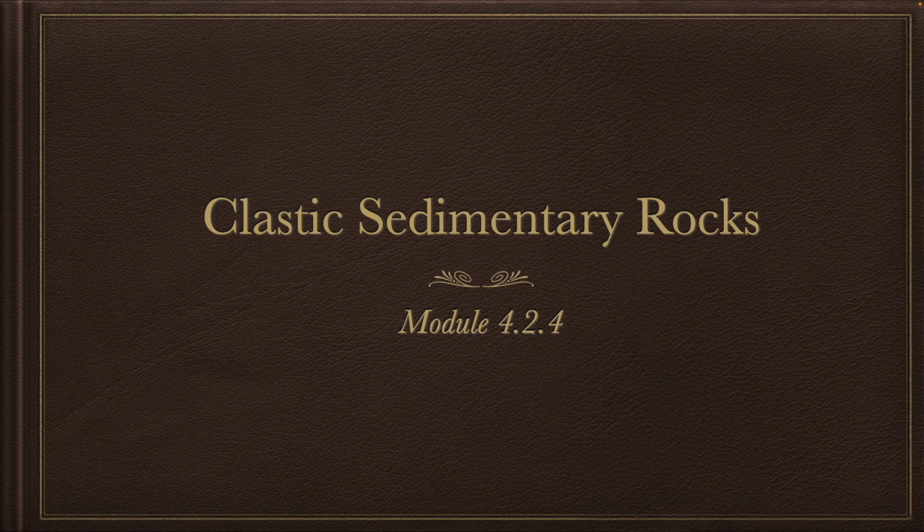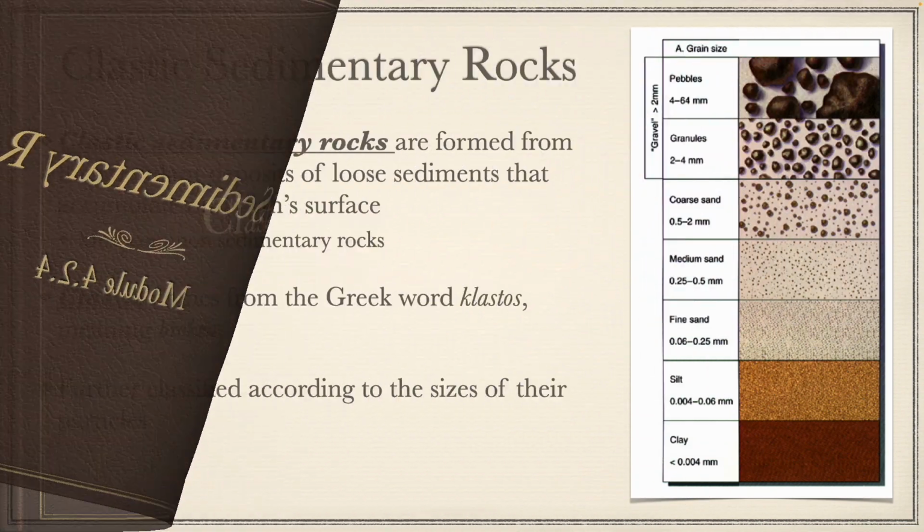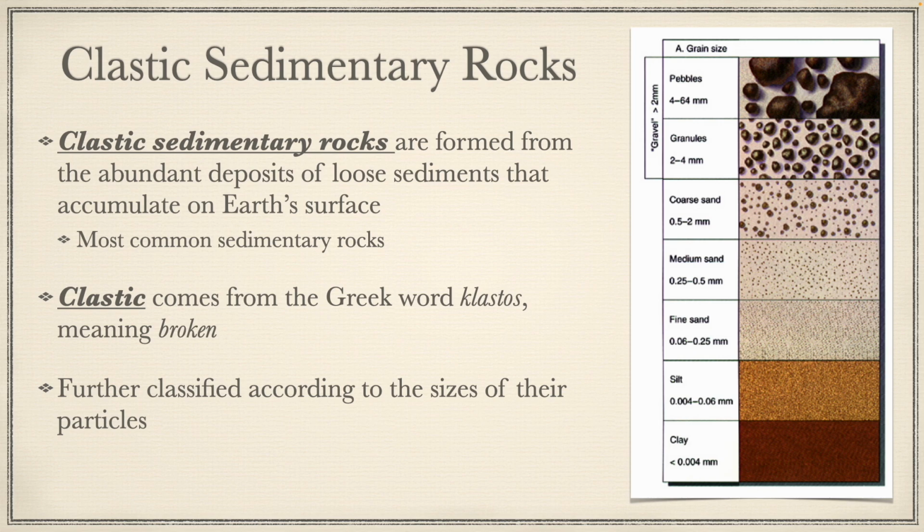Clastic sedimentary rocks. So clastic sedimentary rocks are formed from the abundant deposits of loose sediments that accumulate on Earth's surface. These are the most common types of sedimentary rocks. Clastic comes from the Greek word klastos, which means broken. So it's broken bits of rock that are glued back together to make sedimentary rocks.